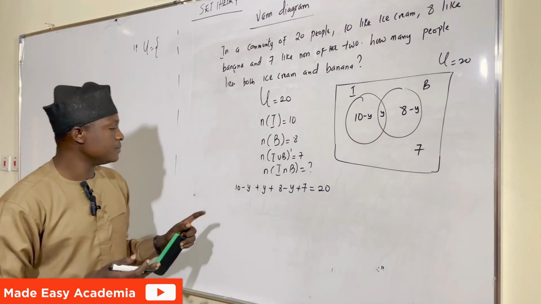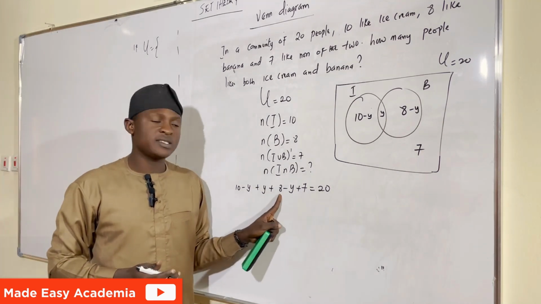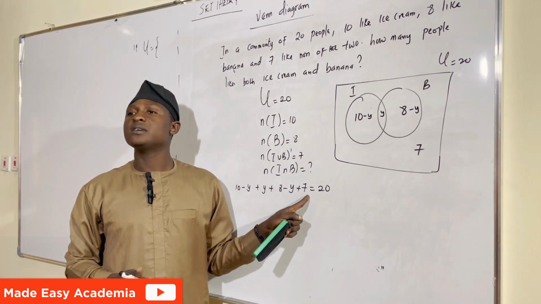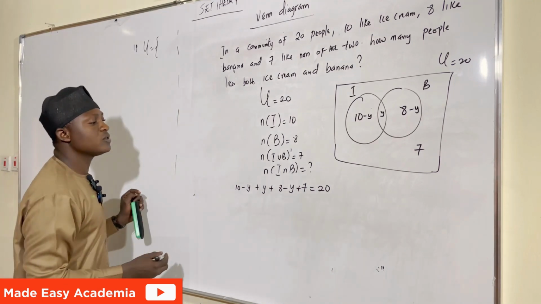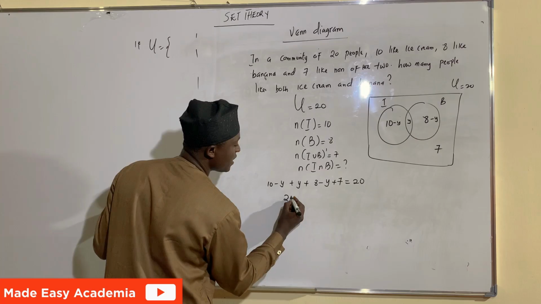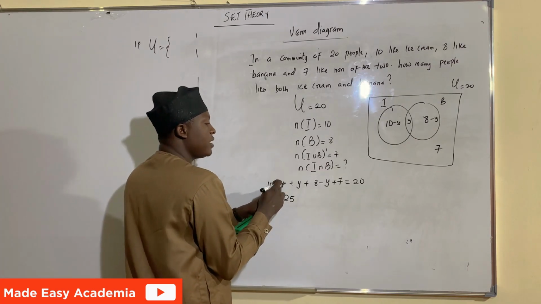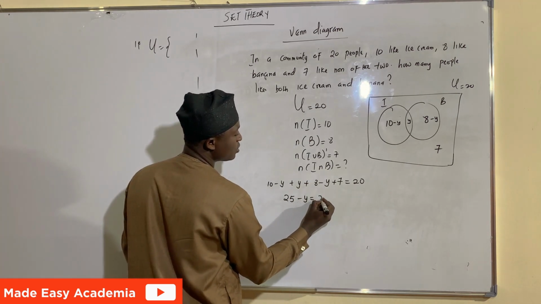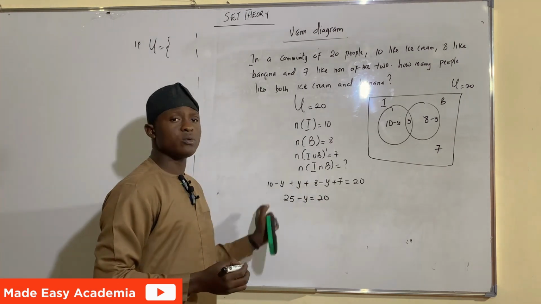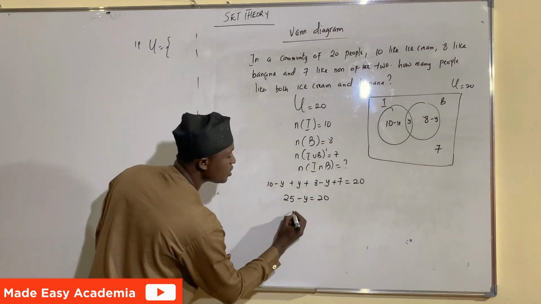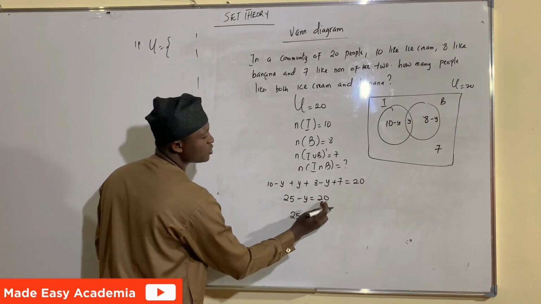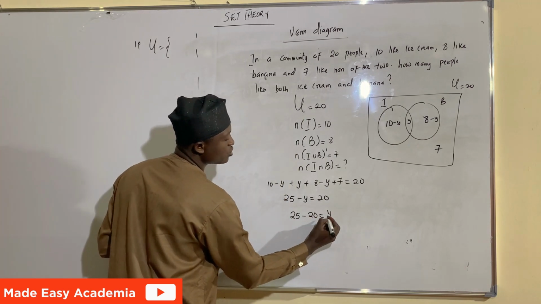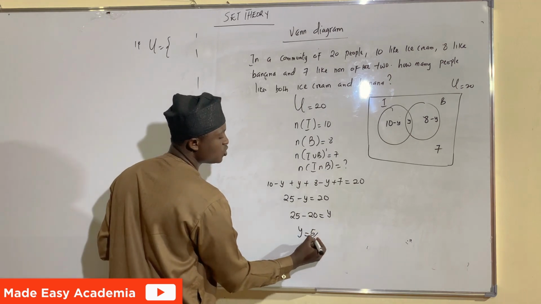Then I will keep adding them. 10 plus 8 gives us 18. 18 plus 7 gives us 25. So I can have this one to be 25 minus Y plus Y. Of course, that one is 0. What we have left is 25 minus Y equal to 20. Just like what we did the other time, we collect the like terms. We are going to have 25 minus 20 equal to Y, which means Y is equal to 5.